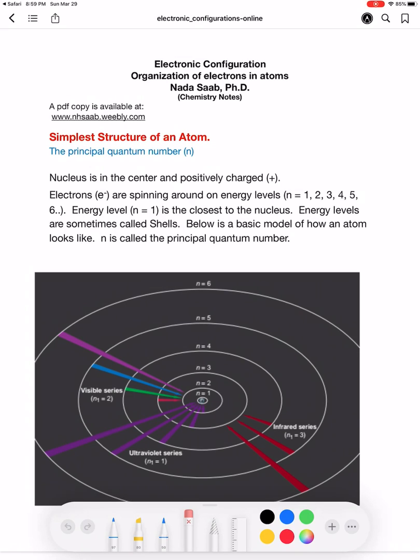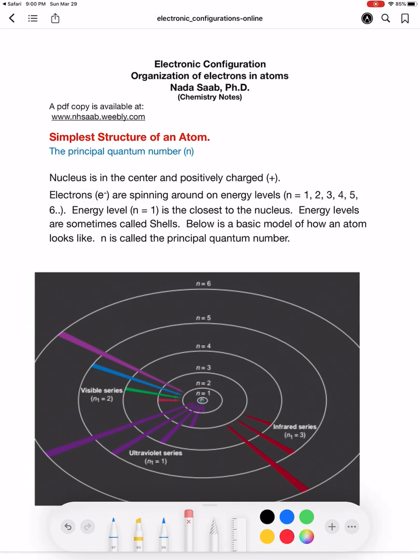This is the atom. It looks like the solar system. This is a very simple structure for it. This nucleus is in the center. Okay, the nucleus is in the center and you have energy levels, and they are numbered with the letter n equal 1, 2, 3, 4, 5, 6, away from the nucleus, right?